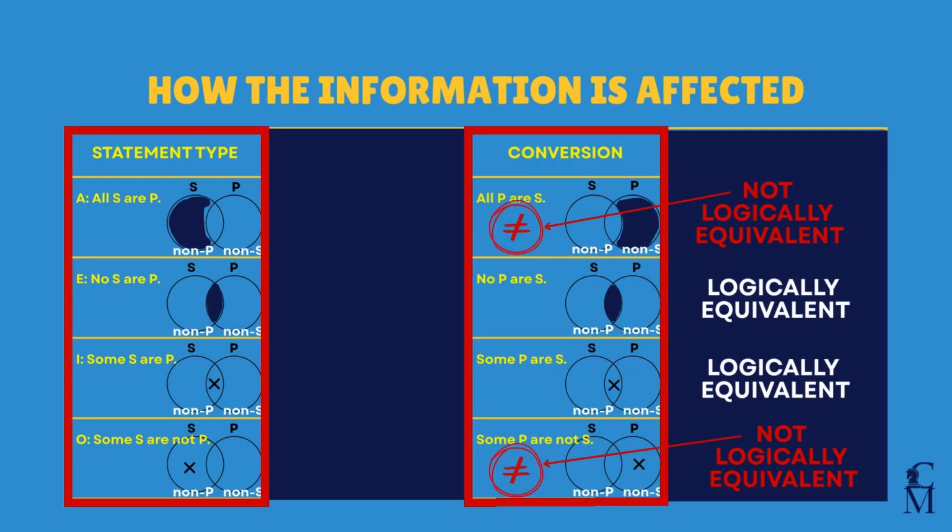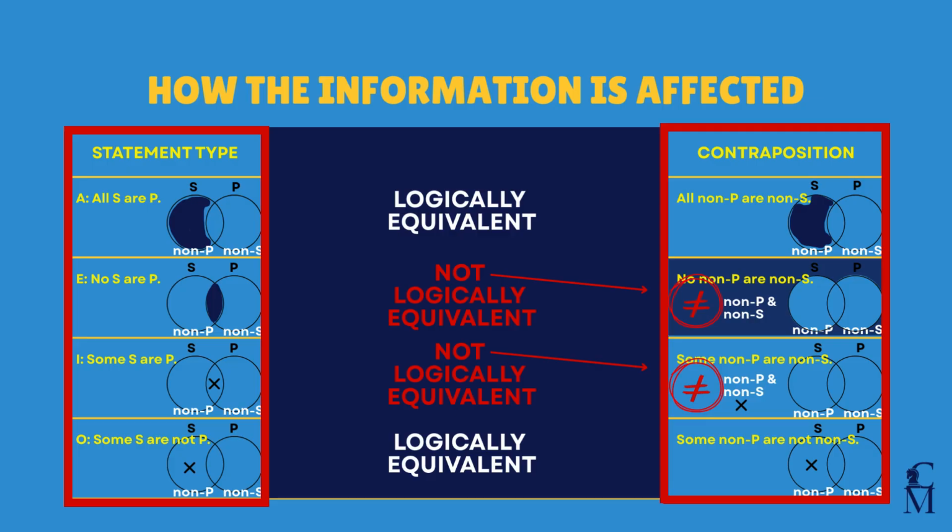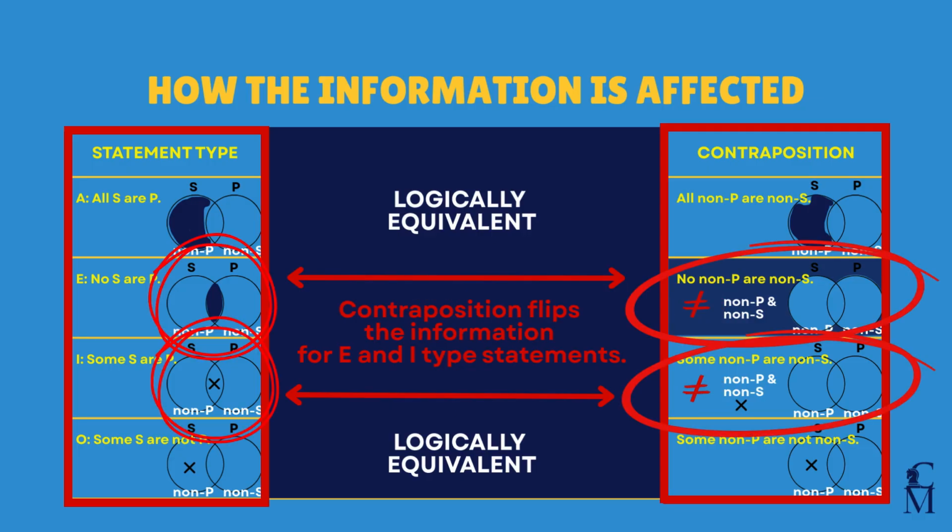If we compare the results of performing conversion on each of the types of categorical statements, the result is that two statements are not logically equivalent. And if we look at the diagrams, we can see that the reason for this is because the operation of conversion flips the information that was conveyed in the original statement. If we look at the diagrams for contraposition, we can see that the result of two different types of statements are not logically equivalent with the original statement. And this is because the operation of contraposition flips the information in an E and I type statement.